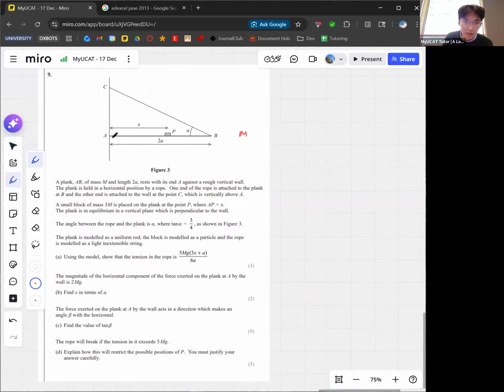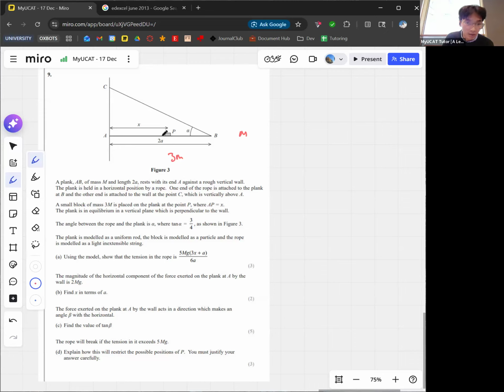So there's friction here, right? The plank is held in a horizontal position by a rope. One end of the rope is attached to the plank at B, and the other is attached to the wall at C, which is vertically above A. Makes sense. A small block of mass 3m, so I'm going to put 3m there, is placed on the plank at point P, where AP is x, right?